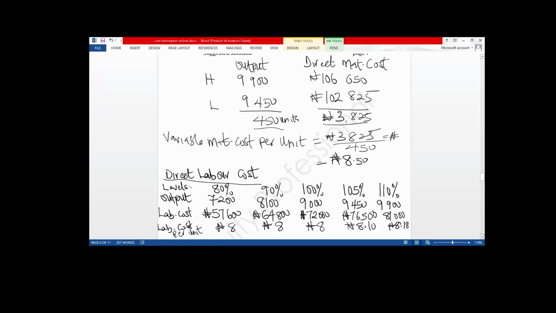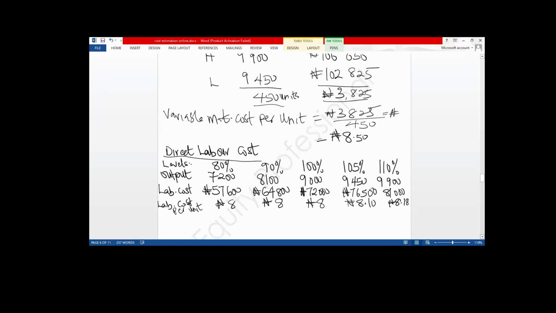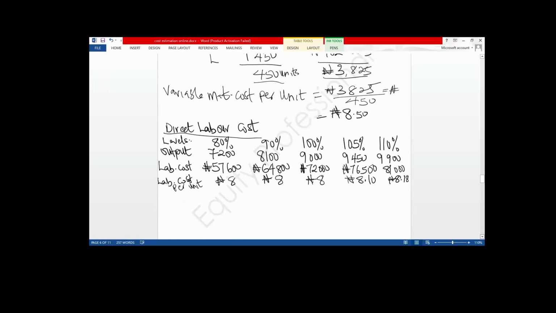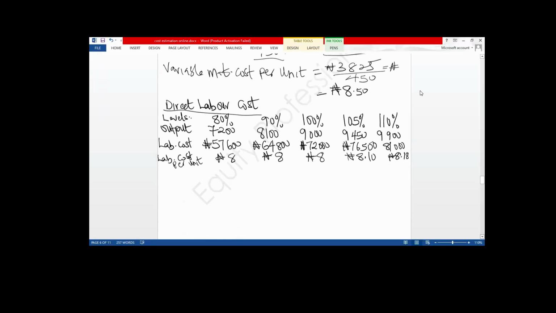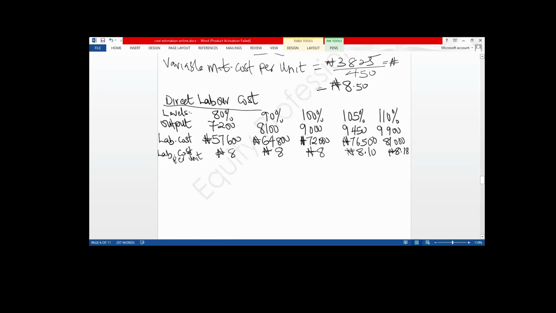So you now move to the high and low method. Of course, I won't write this again, but I'm assuming that we can relate with it and produce the comment ourselves. You state that it is possible that management is paying overtime for production above 100%. That is why labor cost per unit is higher when production exceeds 100%. So I'm going to take the high and low method here again.